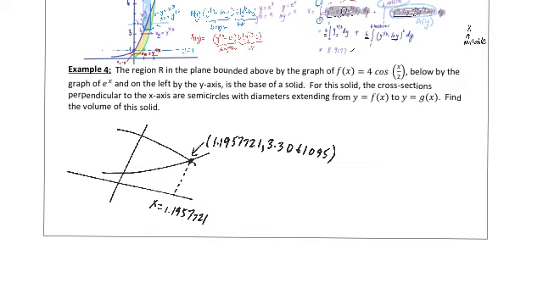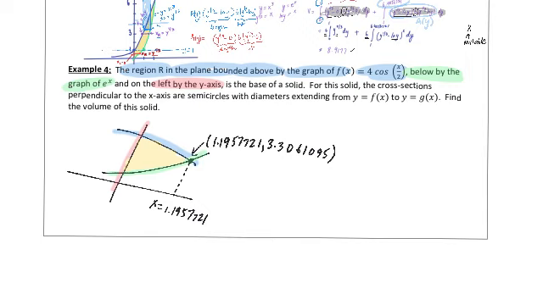Okay, I want to do one last example for you. The region R in the plane bounded above by the graph of f of x equals 4 cosine x divided by 2, below by the graph of e to the x, and on the left by the y-axis, right, is the base of a solid. So that's this region. And obviously this is a calculator active problem. You plot the graphs in the calculator, you also find the intersection point, and that's what it looks like.